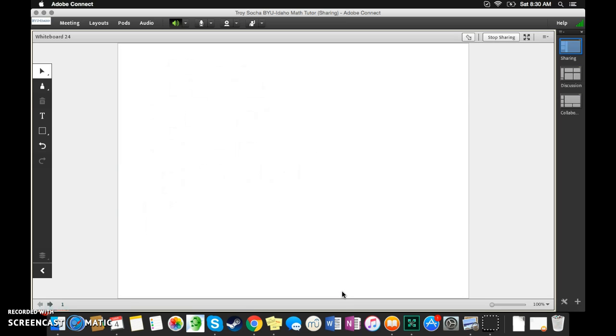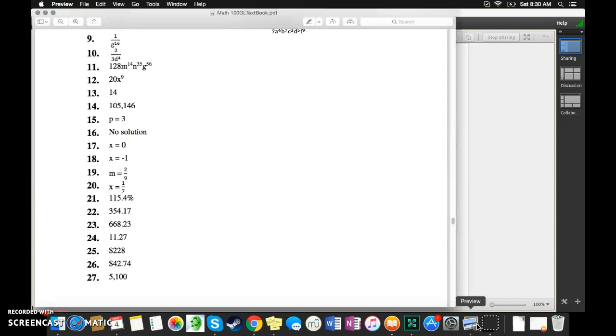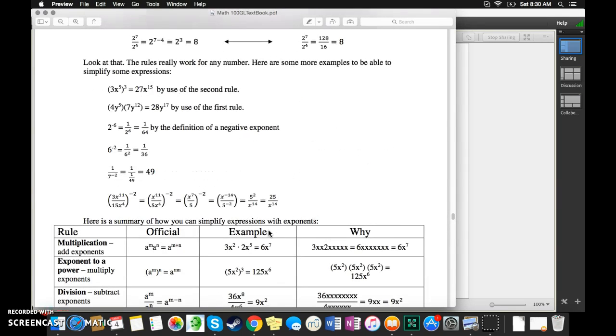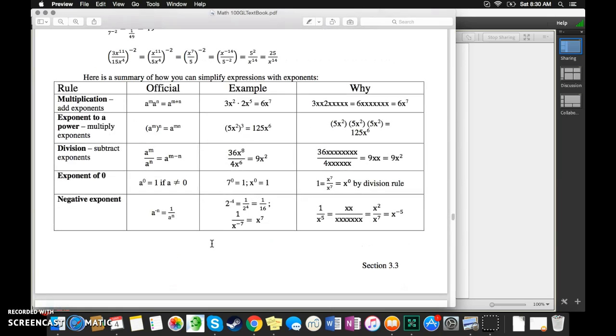All right, so now let's go over some laws of exponents. The first one, we're going to look at your book. So your laws of exponents can be found right here under a summary of how to simplify expressions with exponents, but this can be really confusing. So I'm going to just talk about them really simply, and we're going to discuss why they work.